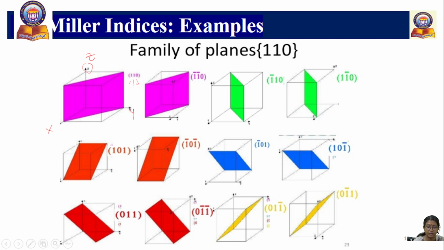What we have done, we have shifted our origin. Here this is our origin, now this is our origin. So if you see, it has cut x, yes, but in the negative direction. Negative means left along x. Along y, negative means back. Along z, negative means down. So up is positive, down is negative. Right is positive, left is negative. Front is positive, back is negative.